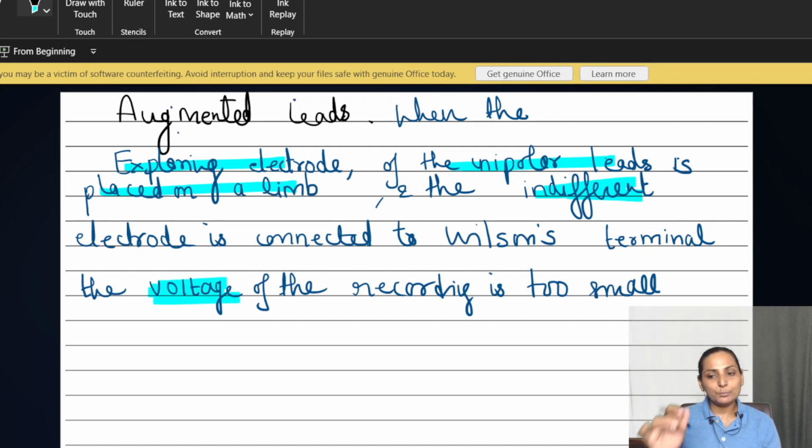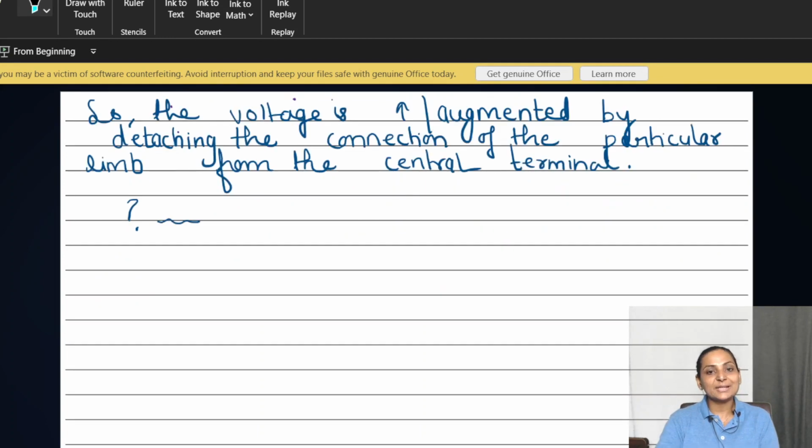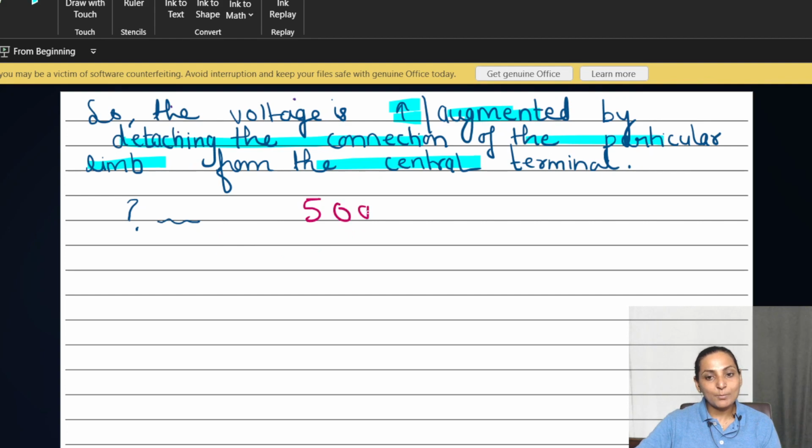So what do you do? You bring about certain changes in the arrangement so that the magnification can be augmented. So the voltage can be increased or the augmentation can be done. How? By detaching the connection of the particular terminal limb from the central terminal. That means whatever limb you want to augment, you remove its connection from the central terminal, and you will find by doing this you can increase the voltage. How much? By around 50%.